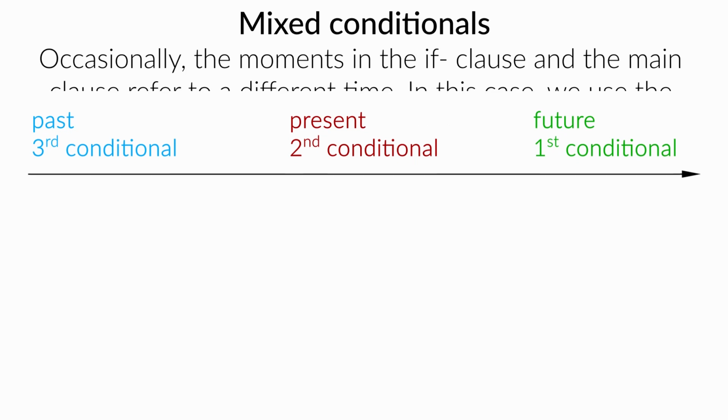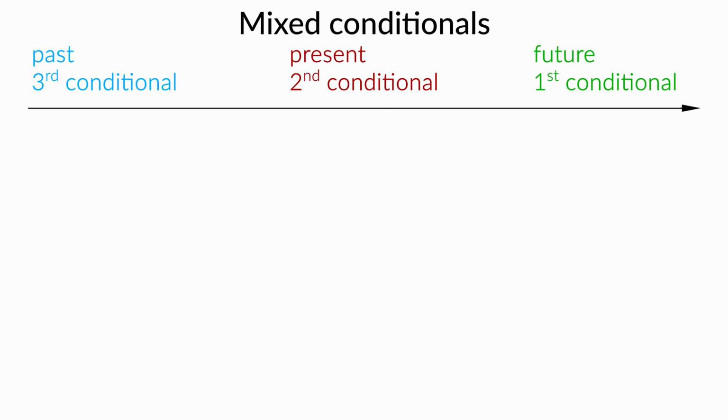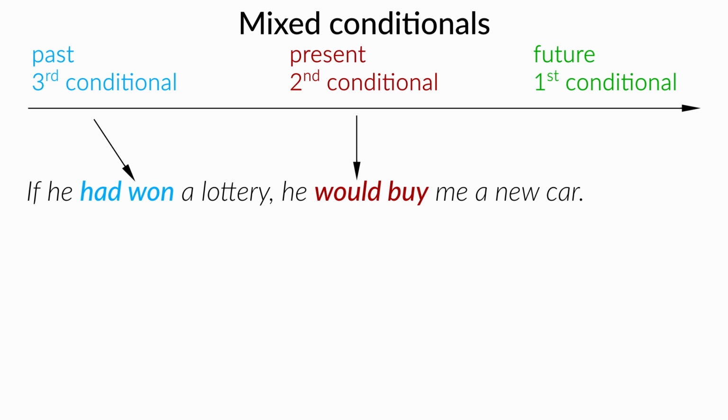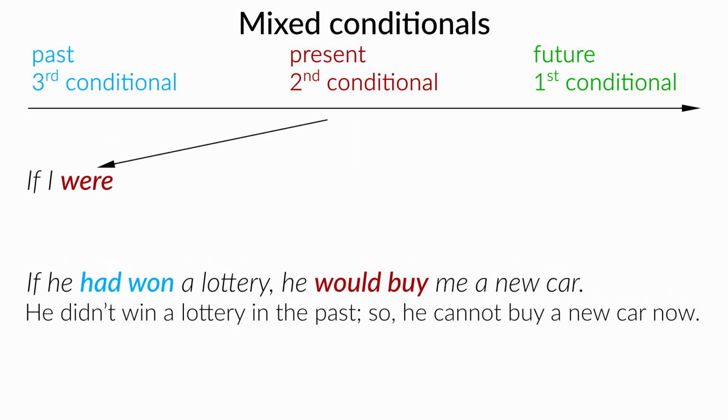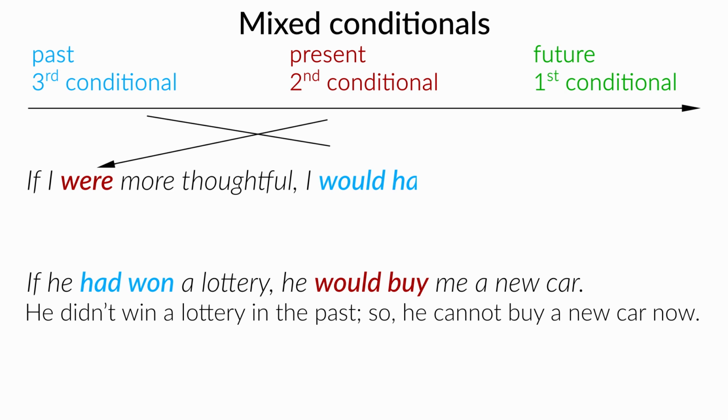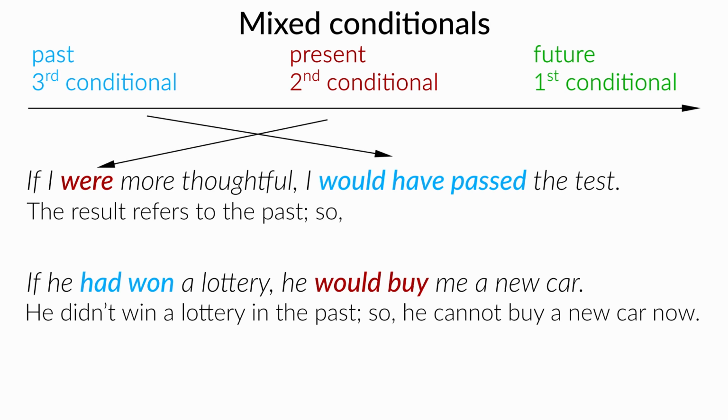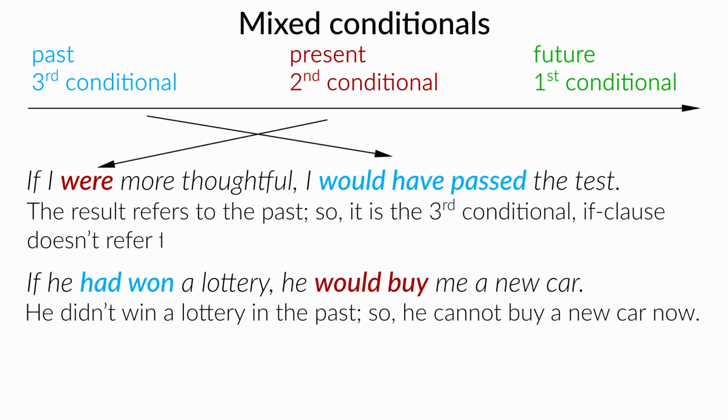Let's look at the following examples. If he had won a lottery, he would buy me a new car. He didn't win the lottery in the past, so he cannot buy a new car now. If I were more thoughtful, I would have passed the test. In this case, the result refers to the past. So, it is the third conditional, and the if clause doesn't refer to a specific time, and here the second type is used.